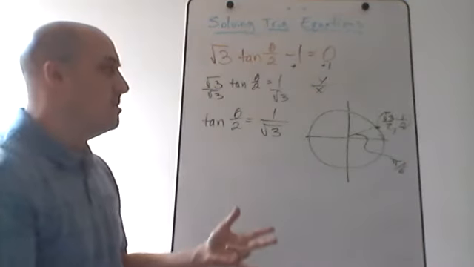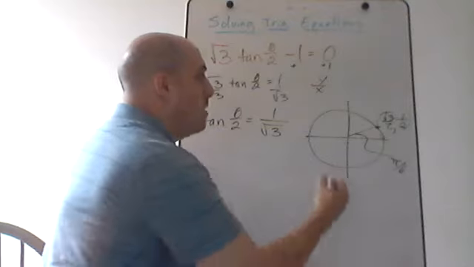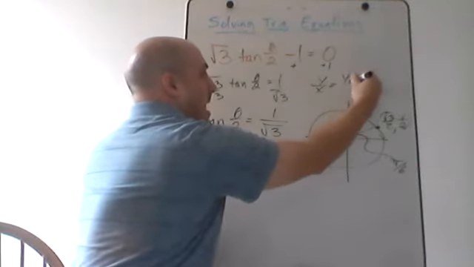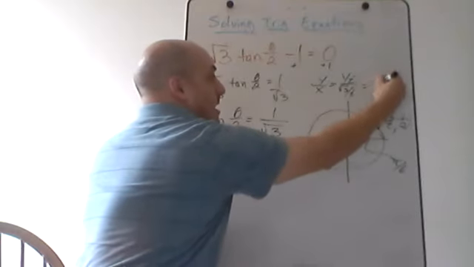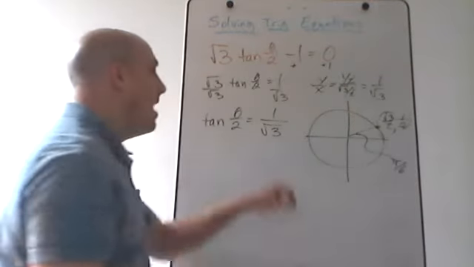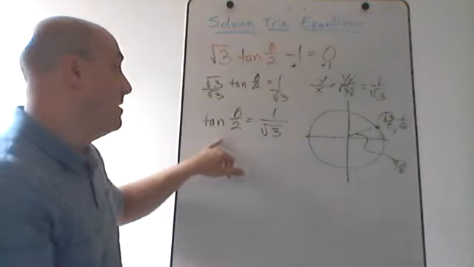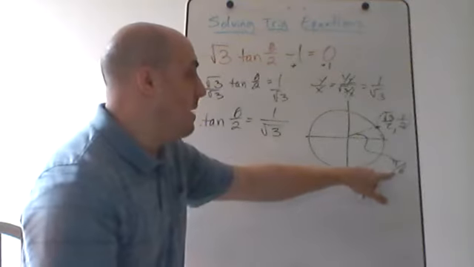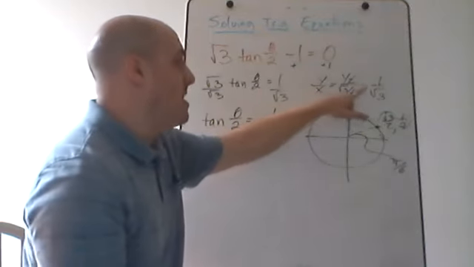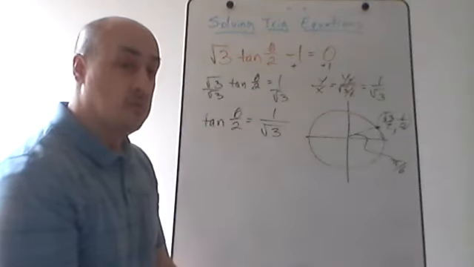All right, so root 3 over 2 comma 1/2. If I do the y over the x, I would have 1/2 over root 3 over 2, and the 2's are going to cancel out there, and I get 1 over root 3, and that's what I'm looking for, right? I'm looking for the tangent of my angle to equal 1 over root 3. Well, if my angle is pi over 6, when I do the y over the x and I simplify it, I get 1 over root 3.